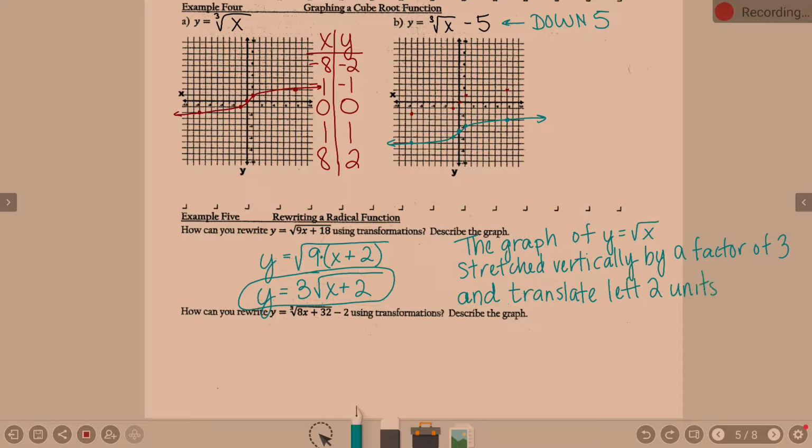I know I don't do a real good job of staying out of the way when I write it, but that's why I kind of try and read what I'm writing. So, the graph of y equals the square root of x, stretched vertically by a factor of 3, and translated left 2 units. And translate left 2 units is what I wrote. That is your description.